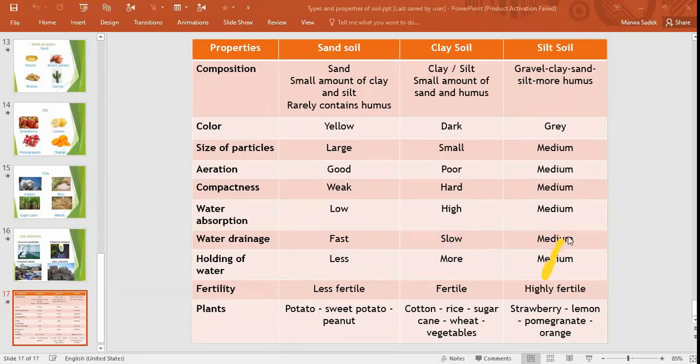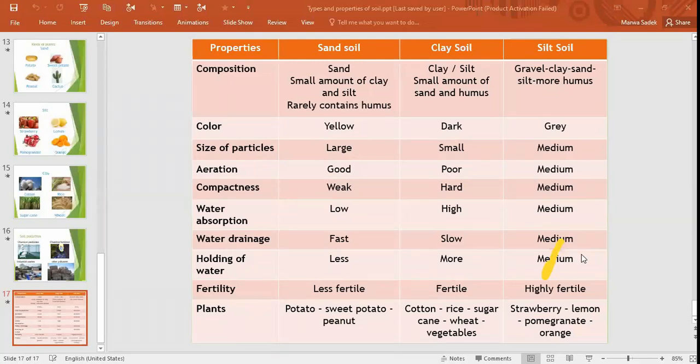Drainage of water is fast in the sand soil, slow in clay, medium in silt. Holding of water: which one of them carries more water? Sand is less in carrying water or holding water. Clay more, it can hold more water. Silt, medium in holding water.